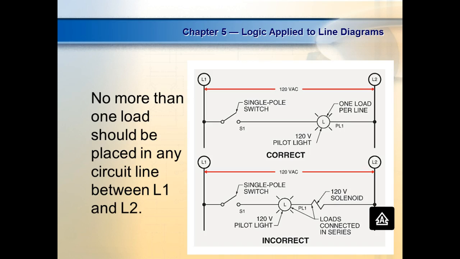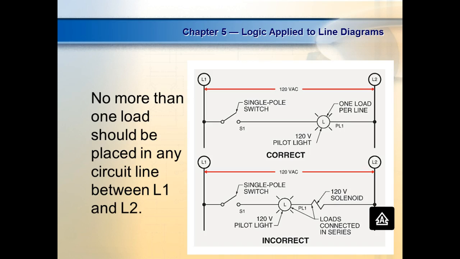So no more than one load should be placed in any circuit line between L1 and L2. So there's no such thing as two loads in series. We can have a basic circuit, one basic circuit, I mean one load. One load per line. One load per line. So what we're going to find out, we can have a bunch of lines in a room. So the rule is one load per line. But a run can consist of multiple lines.